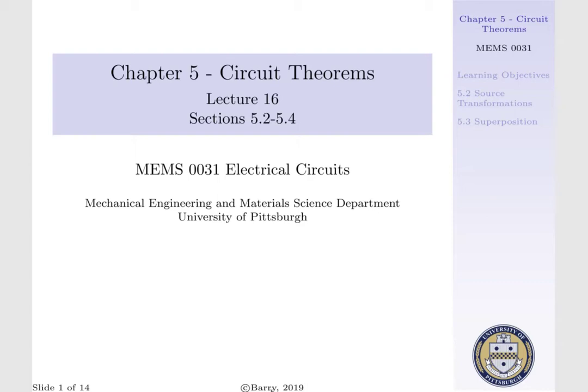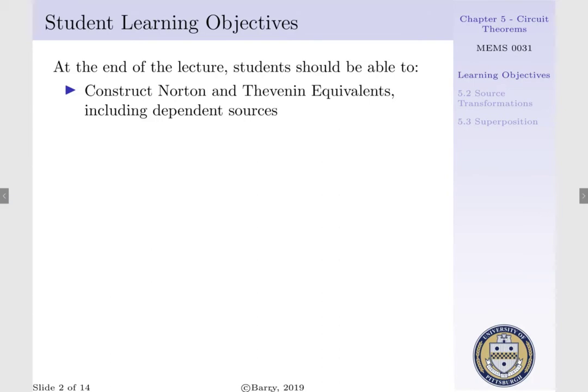Lecture 16 covers sections 5.2 through 5.4. At the end of today's lecture, you should be able to construct Norton and Thevenin equivalents using our standard node voltage or mesh current analysis, superposition, and source transformations, including dependent sources.